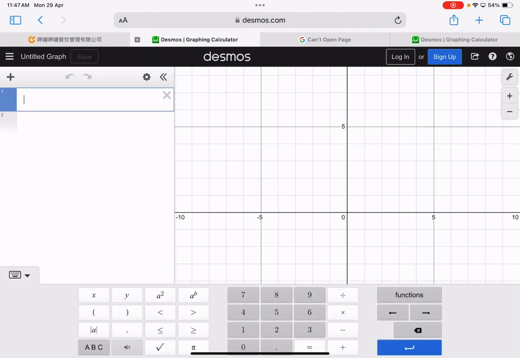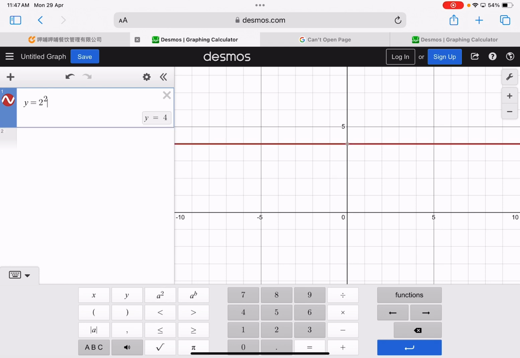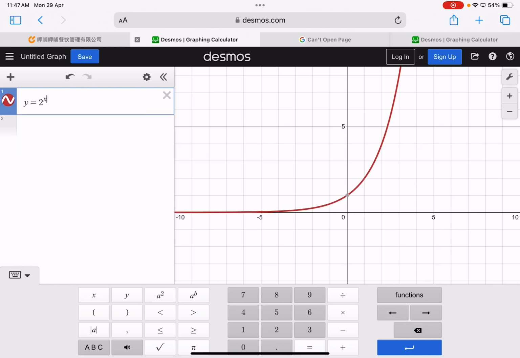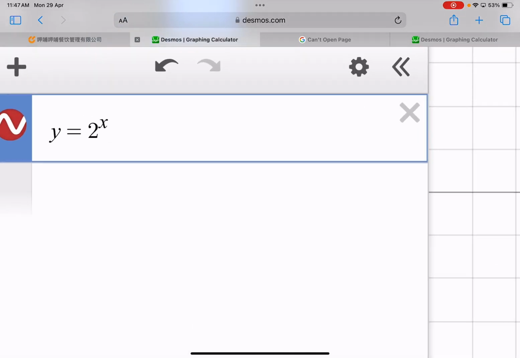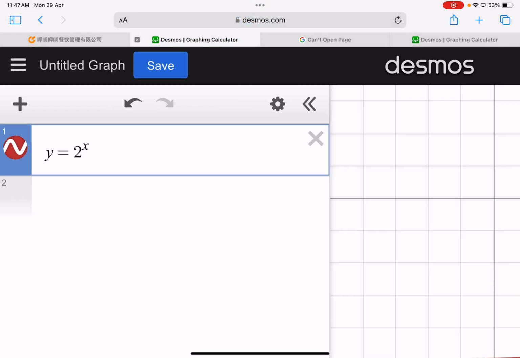I want you to enter the function y equals 2 raised to the power of x. Can you do this? y equals 2 to the power of x. Okay?